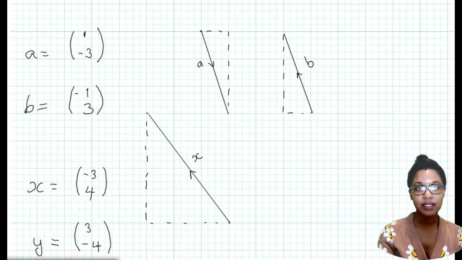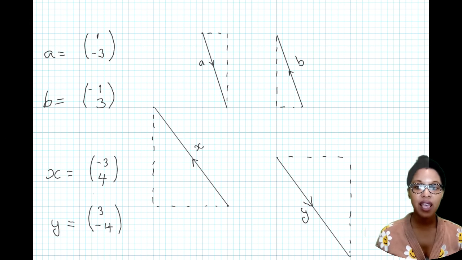Then Y is (3, -4). So we get our starting point. We go 3 units to the right and 4 units downwards. We connect, draw an arrow, label Y. I hope you all understand.